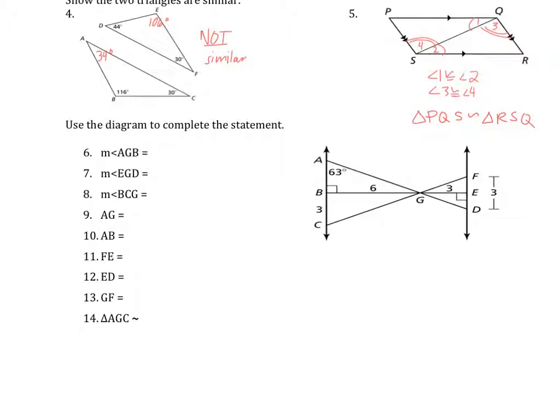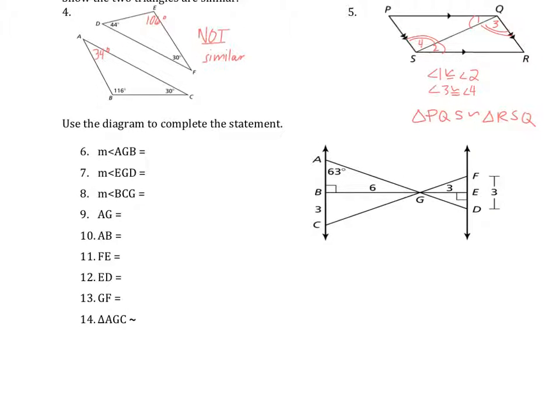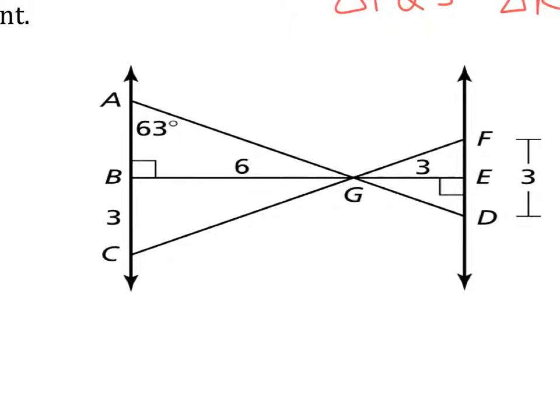Right now, you do not know that those triangles are similar. When I say those triangles, I'm talking about these two. We're going to need to figure that out in a second, but right now, we don't know for sure. So let's just go ahead and start with finding things in this list. Let's start with AGB. That's this angle right here. You know that the other two angles in that triangle are 90 and 63, so solve for AGB.